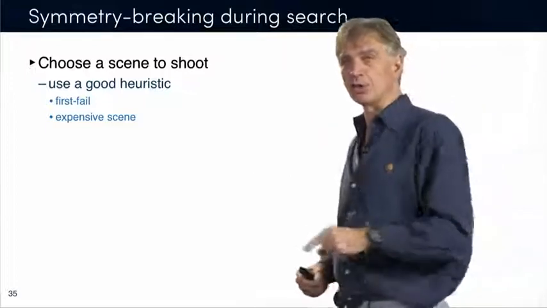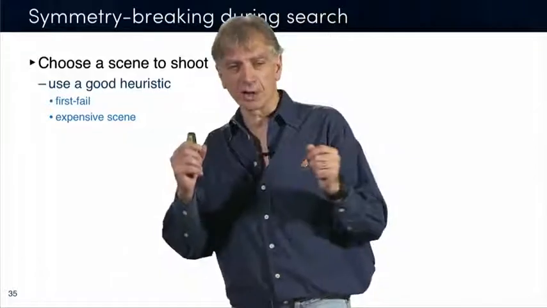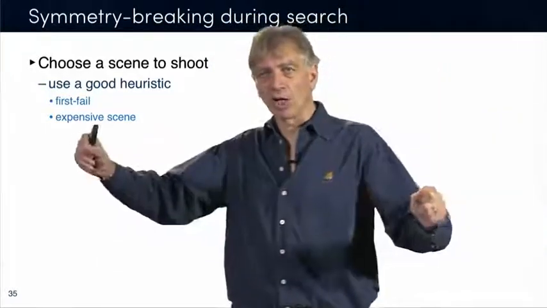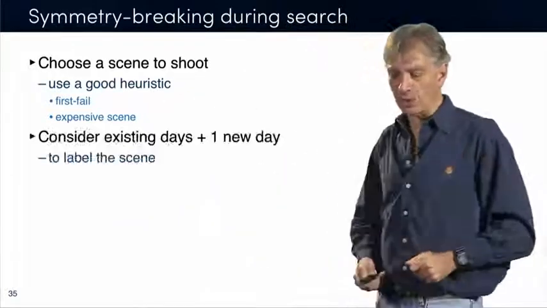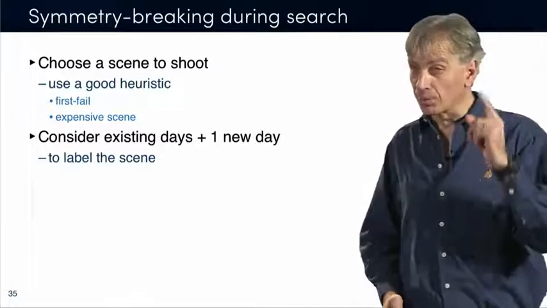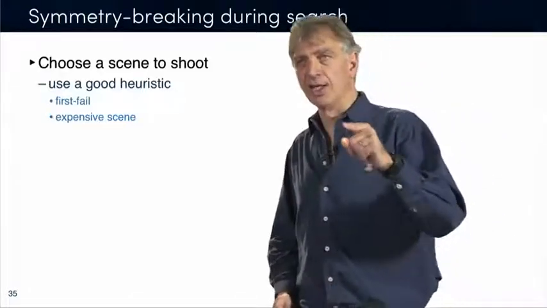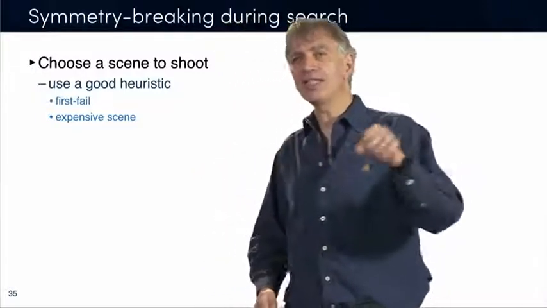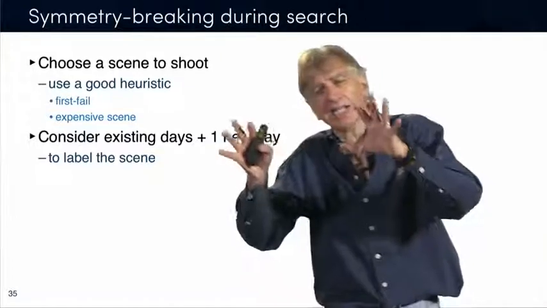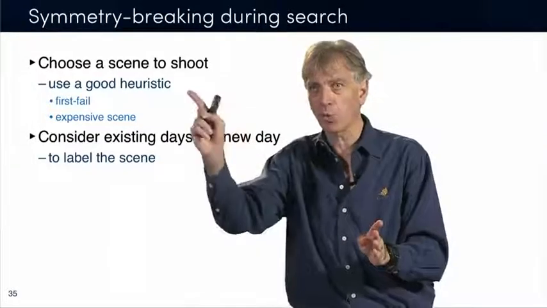So the heuristic is going to take the scenes which have the smallest domain, and in case of ties, we're going to break that by looking at a scene which is expensive, which basically means the scene which contains a lot of actors whose fees are very high. Now we have to choose what we are going to do. We have to break the symmetries during the search. When we take a scene like this, we'll have to decide which days we will consider for that particular scene. And once again, we're going to do exactly the same trick as we did for the static constraint. We're going to take the existing days plus 1, a new one.